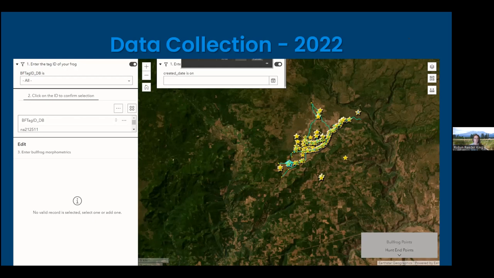And once I've entered that data, I'd update the point, and all of that data would be stored in Experience Builder and in the map. So whereas in 2021, that morphometric data was entered in MS Access and needed to be connected to the AGOL layers, this workflow eliminates that extra step and stores all of the data in the map, where we can more easily visualize the data and produce quick real-time summaries, as I will show in the next slide.